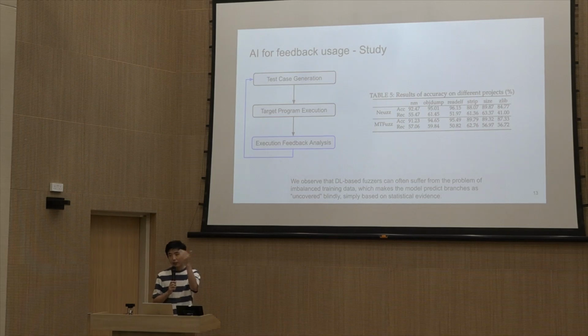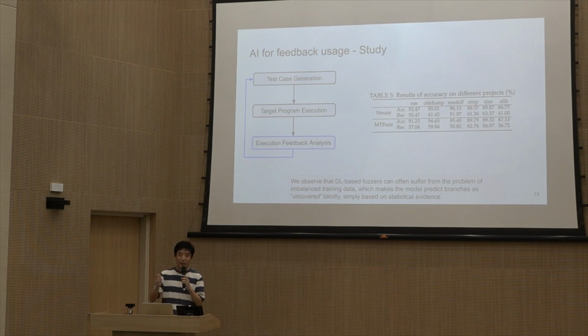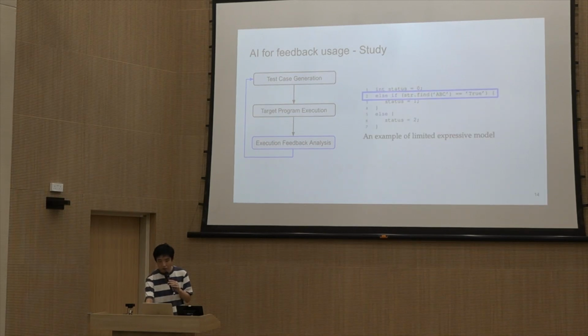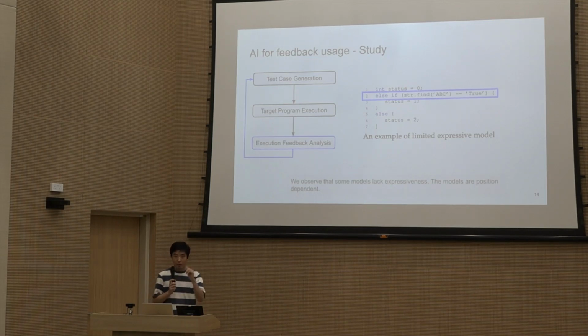Because, as I just said, the input space is infinite, and most of the inputs are rejected by the program by default. They cannot reach any part of the code inside the program. So most of the content is just blindly predicted as not able to cover a certain part of the code. So this is the problem of imbalanced data. And the third observation here is that most of the AI models used by existing techniques have limited expressive capability.